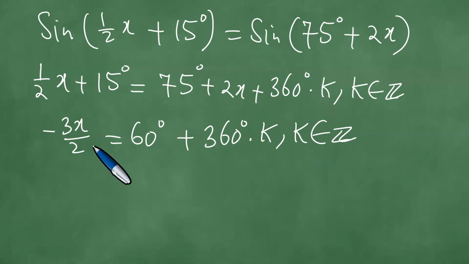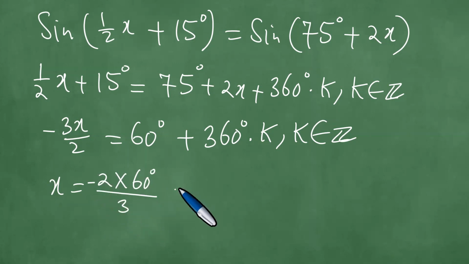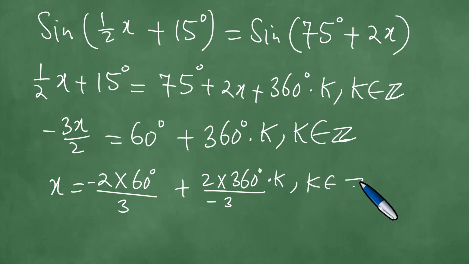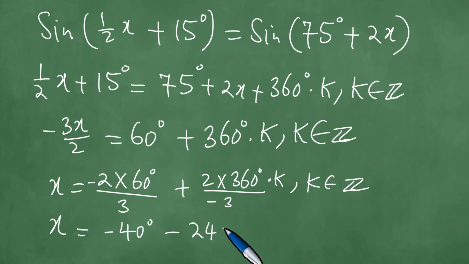Right, so we continue and we say x is the same as 2 times 60 divided by 3, plus 2 times 360 divided by 3, negative by k in the integers. And so this is exactly the same as what? It's exactly the same as minus 120 divided by 3. So this is the same as minus 40 degrees. And here, this one is 2 times 360 divided by 3, which is exactly minus 240, like so.